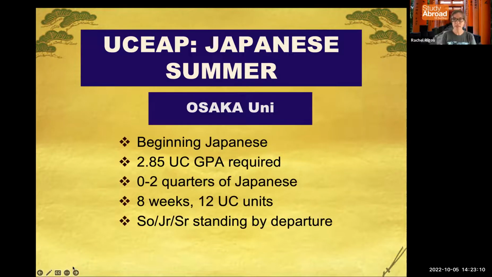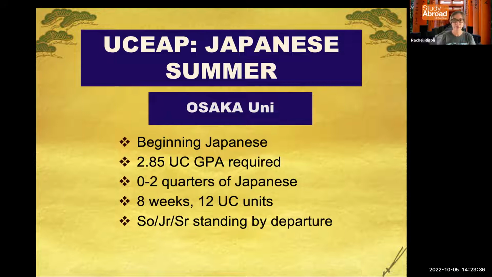So in the summertime, EAP does offer an intensive Japanese language program for 12 units. It's 8 weeks long, and it's for beginning Japanese language studies. So if you've done past 10B, then you are no longer eligible for this program. So the requirement is that you have not studied any Japanese and you haven't gone past Japanese 10B.